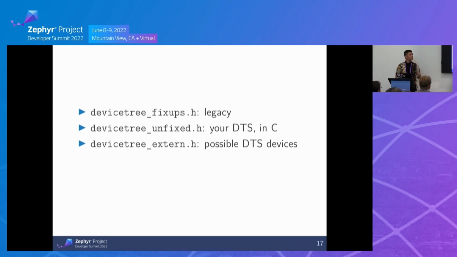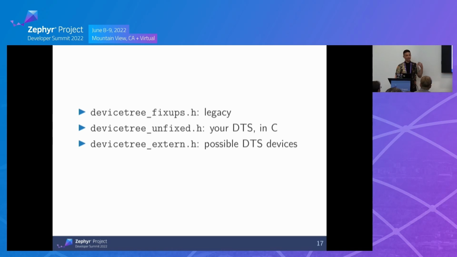Device tree unfixed.h is your device tree. That is your device tree. But it's represented as a C header using information from the bindings as interpreted by the magic in the build system. Finally, device tree extern.h is a declaration for every struct device in the device model, not a device tree node, but a real struct device that might exist from your device tree.